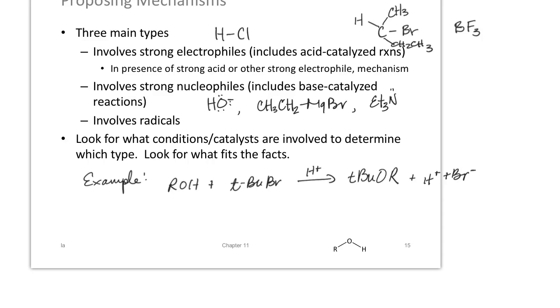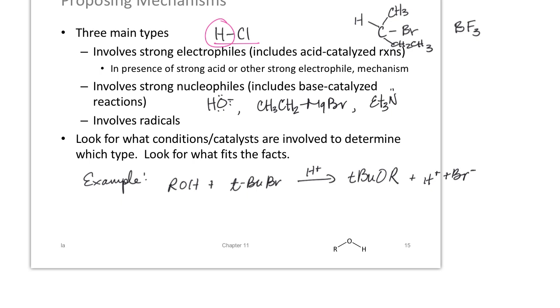Let's refresh on how we propose mechanisms, the rules involved, and what we need to think about as we draw mechanisms. So keep in mind that there are really limited types of mechanisms. Three main types here. The first one involves strong electrophiles. So that will be maybe acid catalyzed reactions or something where there's a plus charge. So in HCl, maybe the H plus is involved.